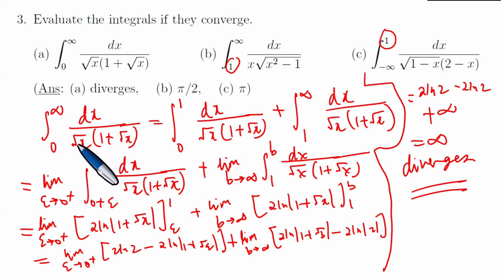The zero is a singular point because the function is undefined at zero, but also the infinity as a limit of integration is problematic. Why? Because this integral is improper. It's improper at that infinity there. Okay, so let's move on to the next question. So we can break it into 0 to 1, 1 to infinity.